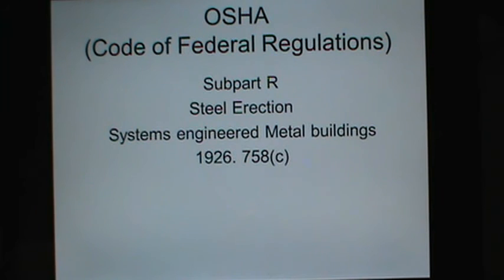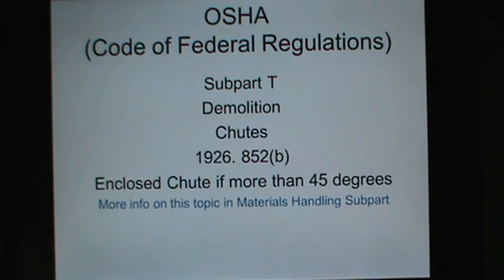That's subpart R, steel erection. Okay, let's push on through to the end of the book. We're getting close here. We're going to highlight a little bit in the demolition chapter, not much. We're going to talk about chutes here on section 1926.852, and I want you to highlight paragraph B. All materials, chutes, or sections thereof at an angle of more than 45 degrees from horizontal shall be entirely enclosed.